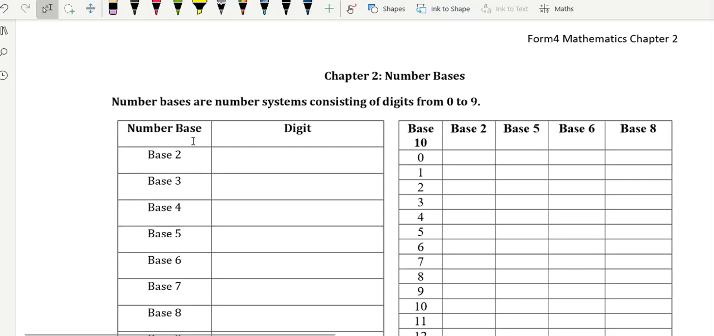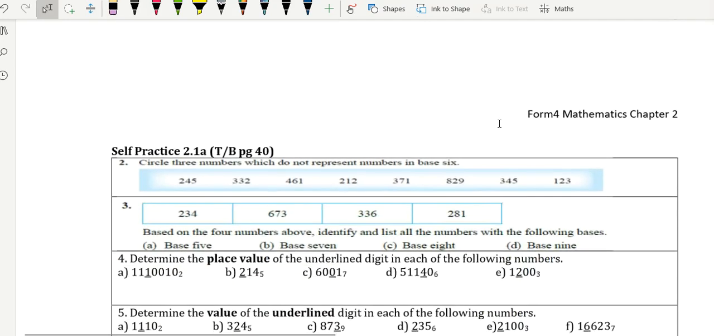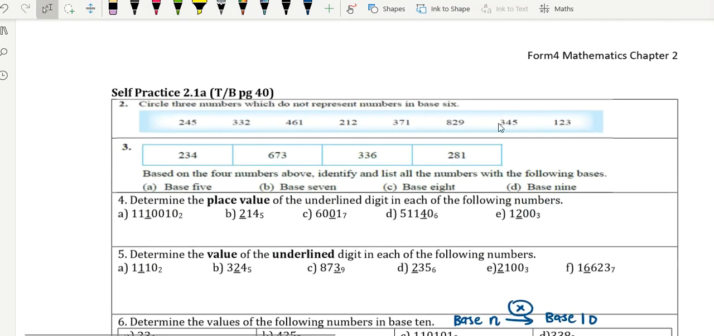Welcome back, student. Today we're going to continue with our chapter 2, number bases. We have already finished page 1 and page 2. A little bit of revision with you for page 2.